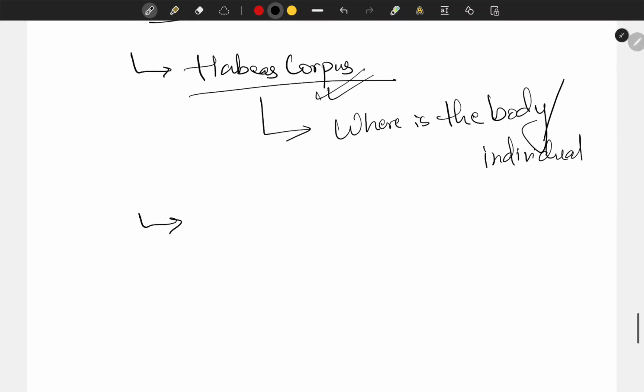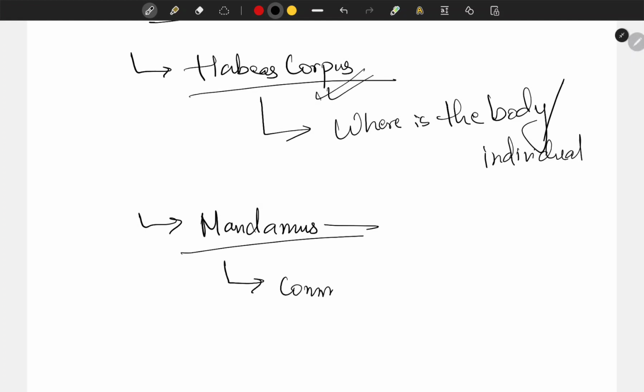Then there is mandamus. What does mandamus mean? It essentially is a command. It is a command given by a court.